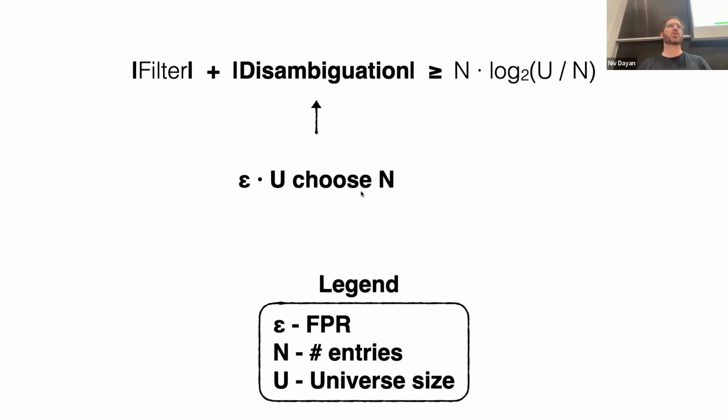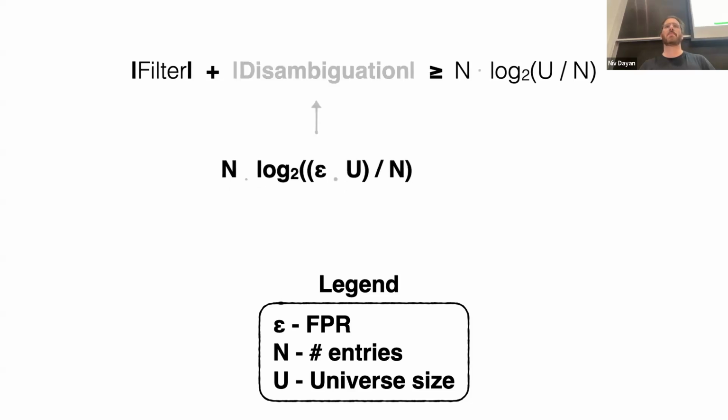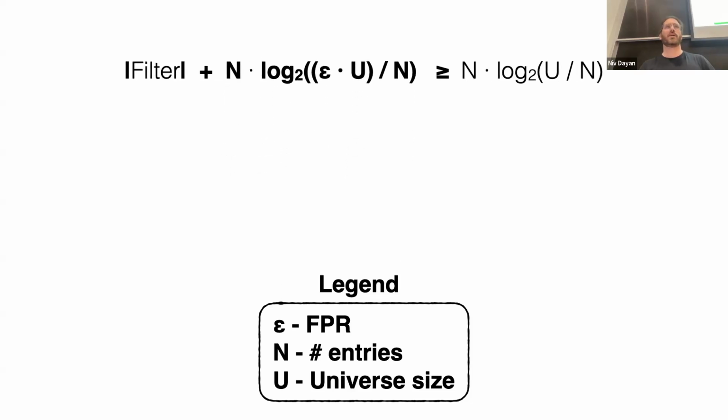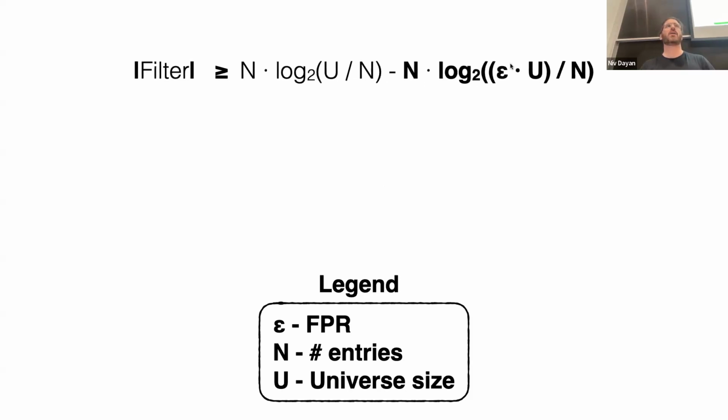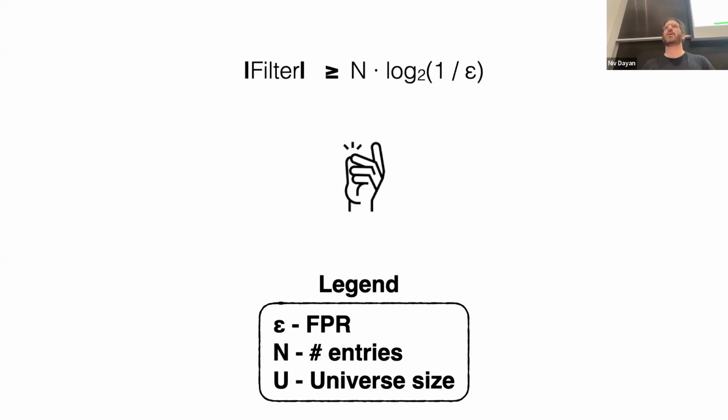What is the size of that? We're just going to apply exactly the same reasoning as we had for an exact set before. The number of different combinations is the number of positives, epsilon times u, choose n. What is the size of this? Again, take the log of that, simplify to the expression that we saw before, plug that in, take that and subtract it from the other side and simplify. This gives us the lower bound for a filter. So this is kind of satisfying.